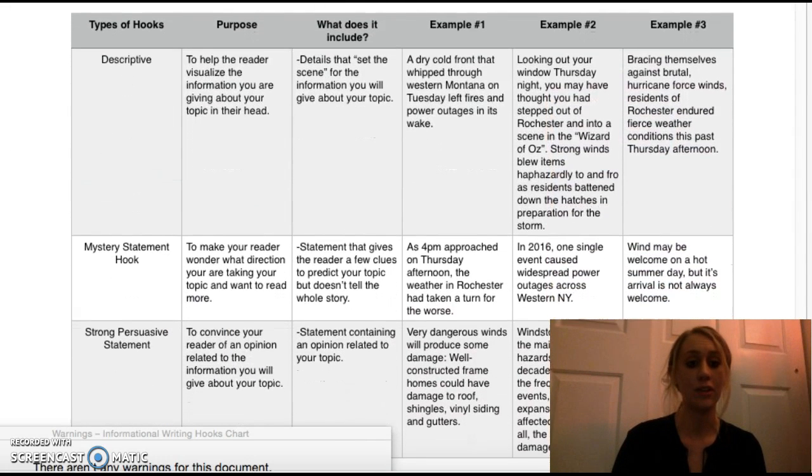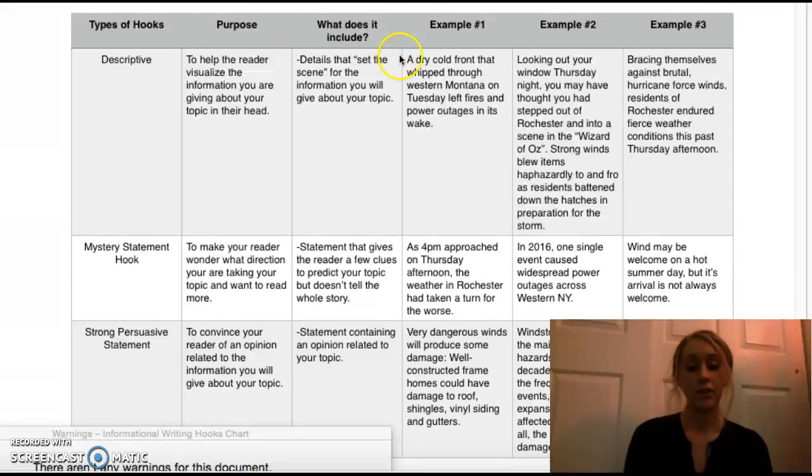Another type of hook that you can try out is a descriptive hook. So although we are writing in the informational genre, sometimes informational writers may begin an informative piece by including a short narrative that almost sets the scene or helps the reader to visualize the information they're about to present. So giving details relating to your topic that describe certain events or different facts relating to your topic can help the reader to begin to picture the information that you're presenting to them in their head so they can understand it better.